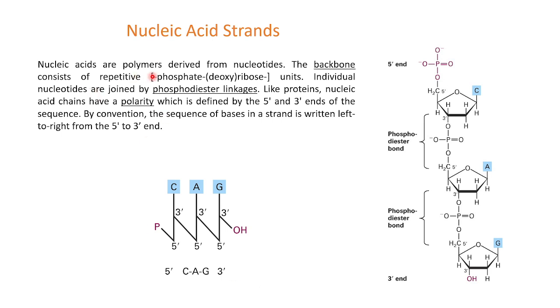Now, nucleic acid strands. As I was telling, one strand moves from the 5' direction to the 3' direction, the other one moves from the 3' direction to the 5' direction, right? So nucleic acids are polymers derived from nucleotides. The backbone consists of repetitive units of phosphate and deoxyribose. Then you have the base that varies over this. So individual nucleotides are joined by phosphodiester linkages.